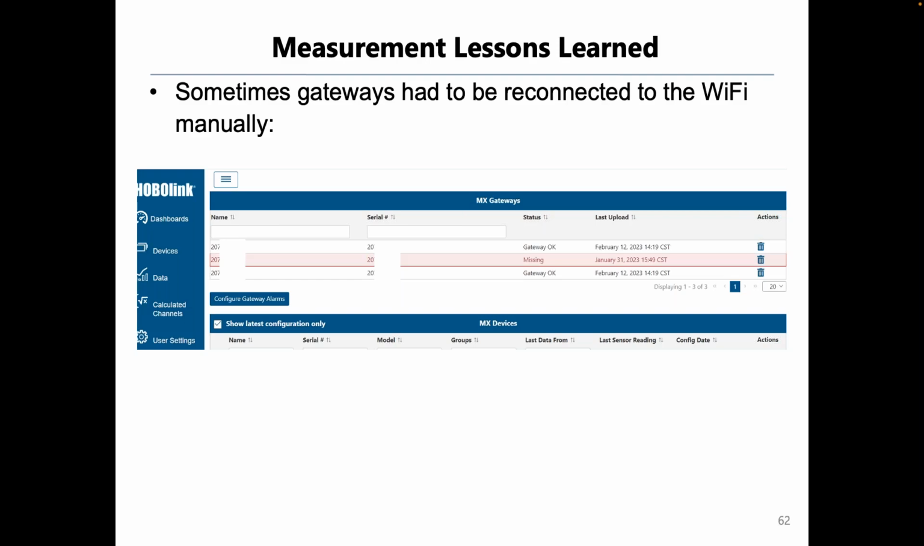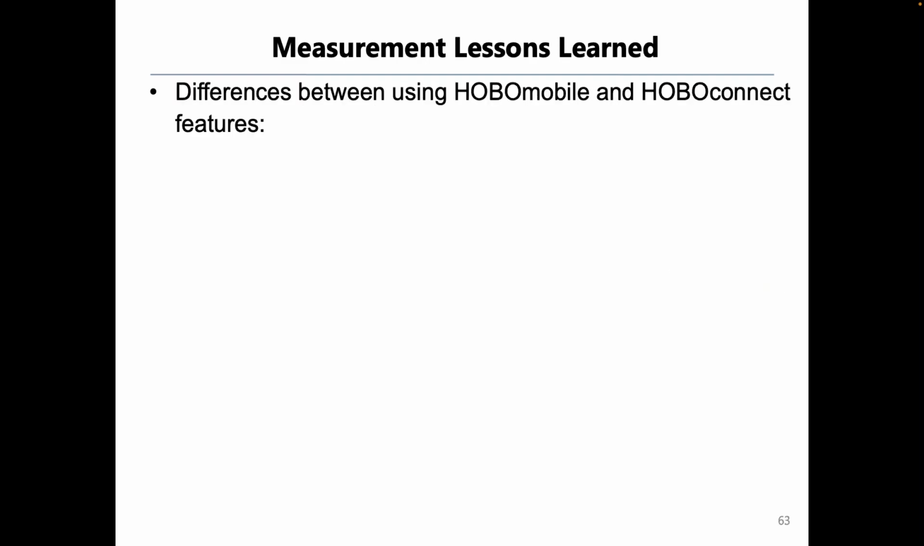Sometimes if the gateway is missing, you have to go back and reset the Wi-Fi. I wish there was a way that the Wi-Fi could come back online automatically. But the good thing is that the loggers are storing the data. So as soon as the gateway becomes available, the data is pushed to the cloud. So we were happy about it.